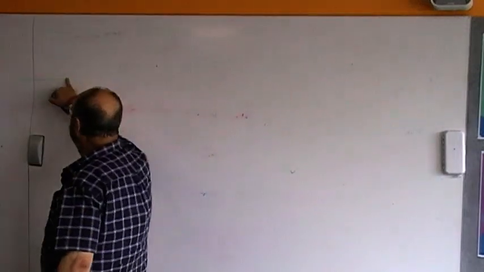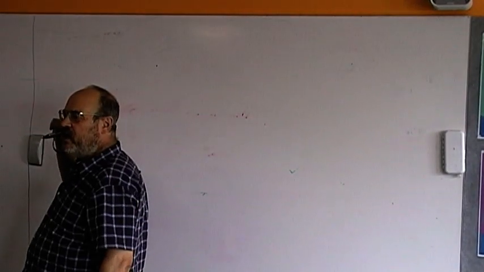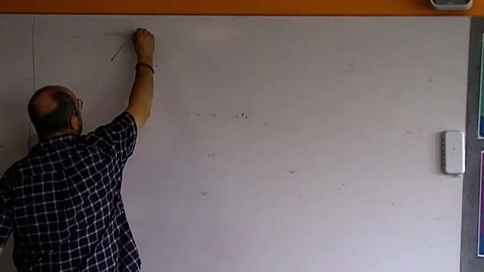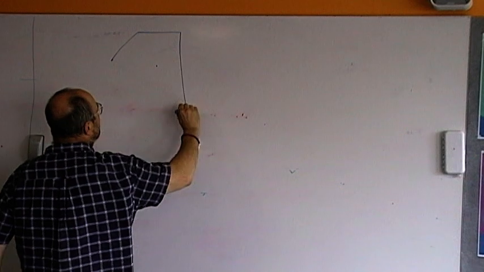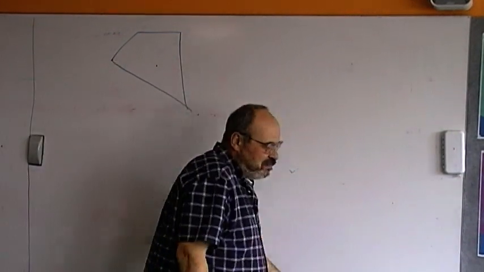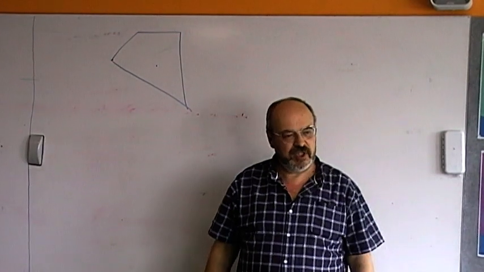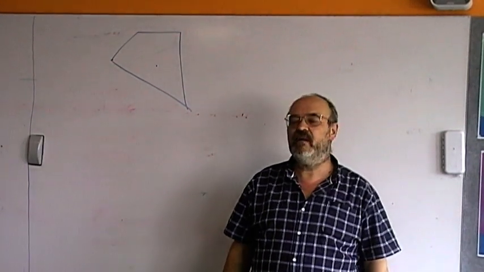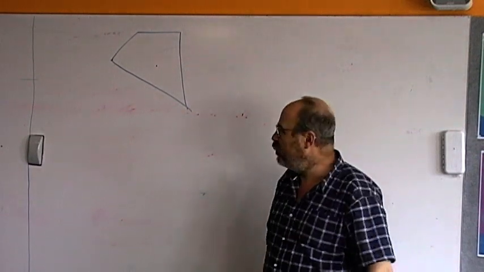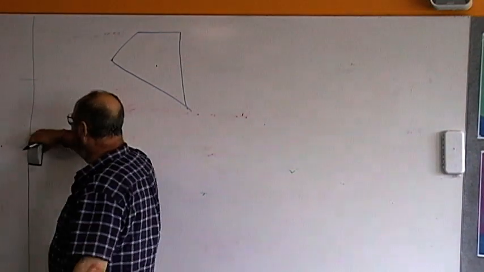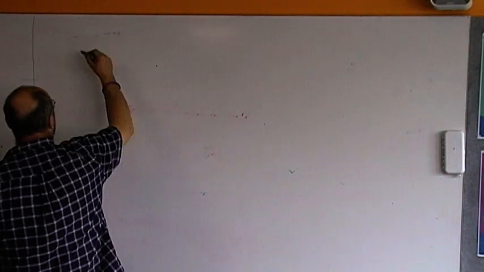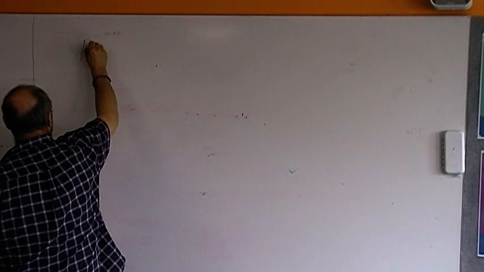Yes. Now there are, like general, this is a quadrilateral. It has four sides, but it has nothing like special features. But there are special types of quadrilaterals. And the first of them is parallelogram.